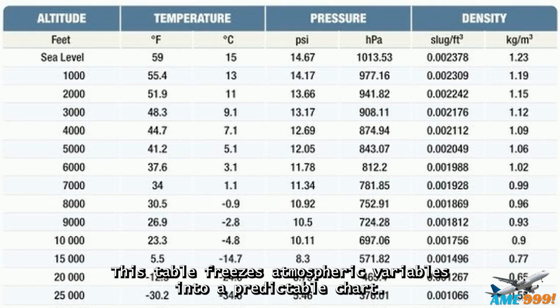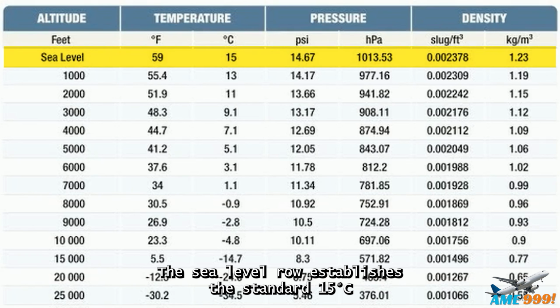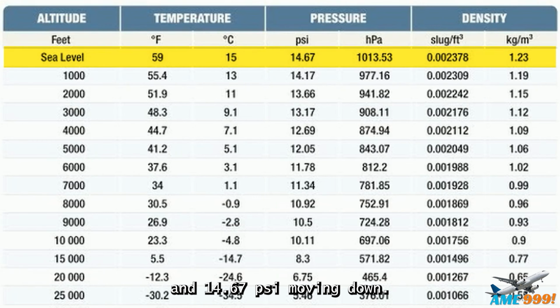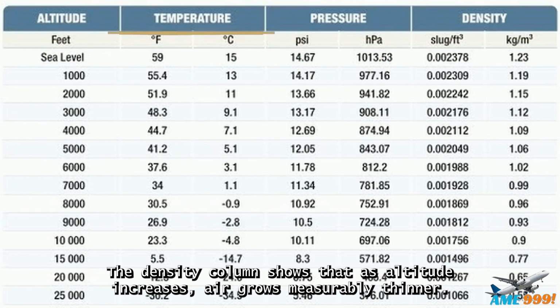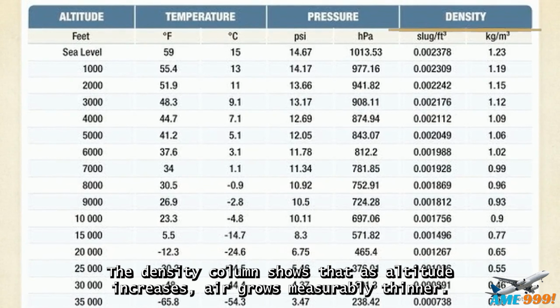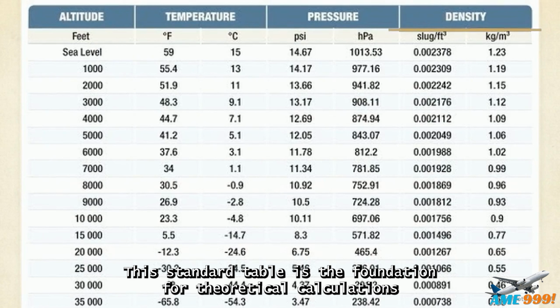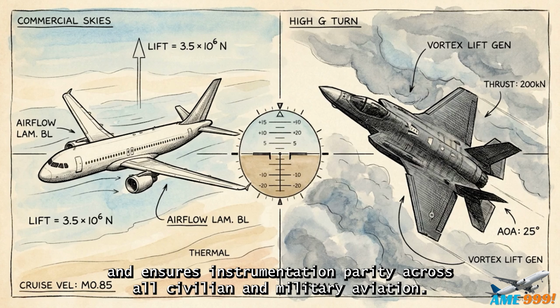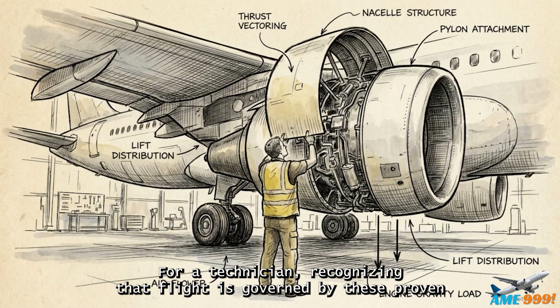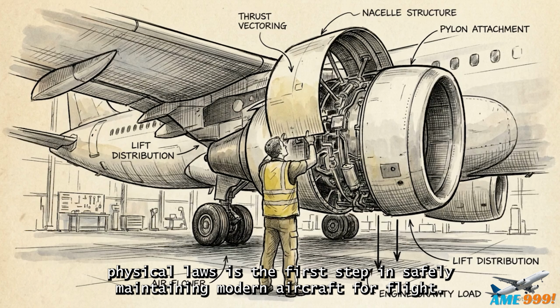This table freezes atmospheric variables into a predictable chart. The sea level row establishes the standard, 15 degrees Celsius and 14.67 psi. Moving down, the temperature column follows the 2 degree per 1,000-foot lapse rate. The density column shows that as altitude increases, air grows measurably thinner. This standard table is the foundation for theoretical calculations and ensures instrumentation parity across all civilian and military aviation. For a technician, recognizing that flight is governed by these proven physical laws is the first step in safely maintaining modern aircraft for flight.